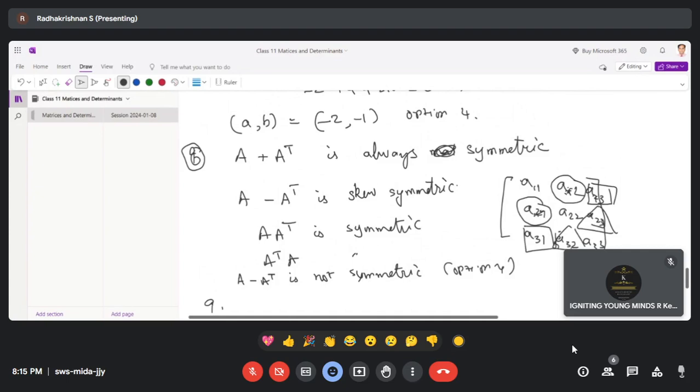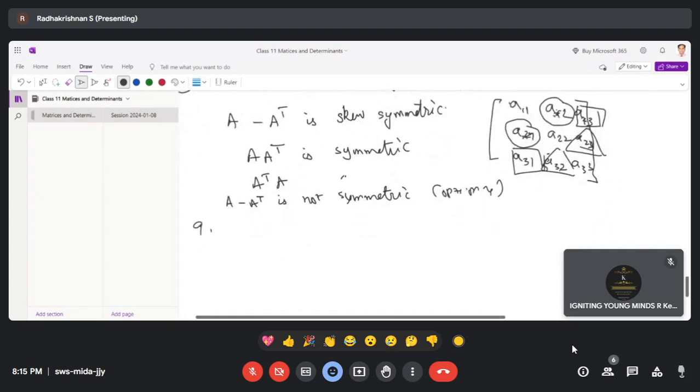No, not necessarily. Just because there are two symmetric matrices, the terms other than the diagonal need not be zero. So A plus B is not a zero matrix also. So what is the correct option here? A plus B is symmetric. Okay.